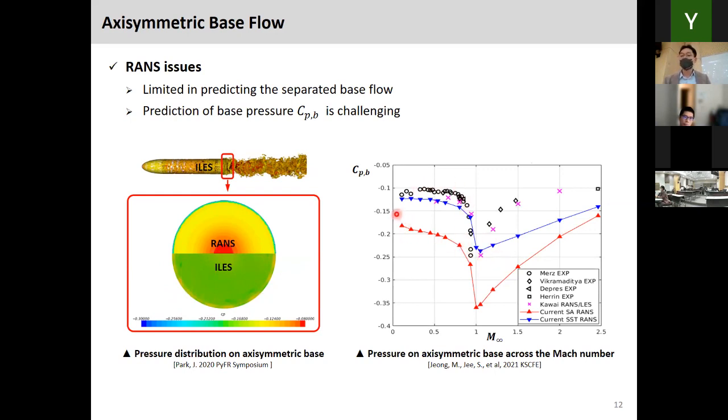And on the right-hand side is the area average base pressure across a wide range of Mach numbers, including subsonic, transonic, and supersonic. Symbols are experimental data, and the pink one is the high fidelity computations. The two lines are typical RANS results. The blue one is the shear stress transport model, K omega SST, and the red one is the Spalart-Allmaras RANS model result. Across these Mach numbers, there's no one turbulence model that can predict this flow quite well.